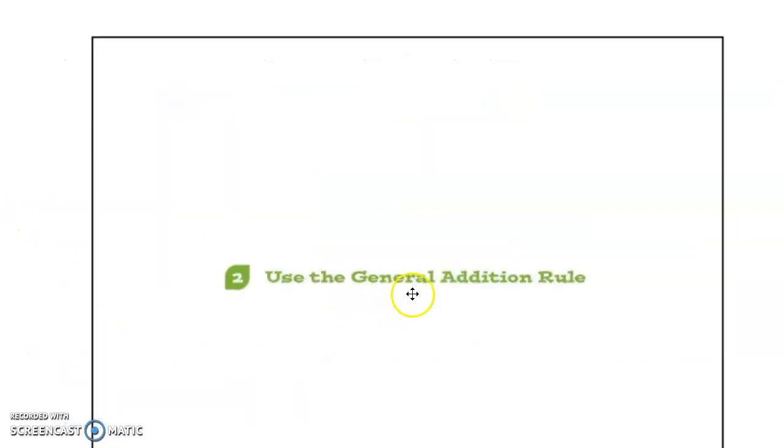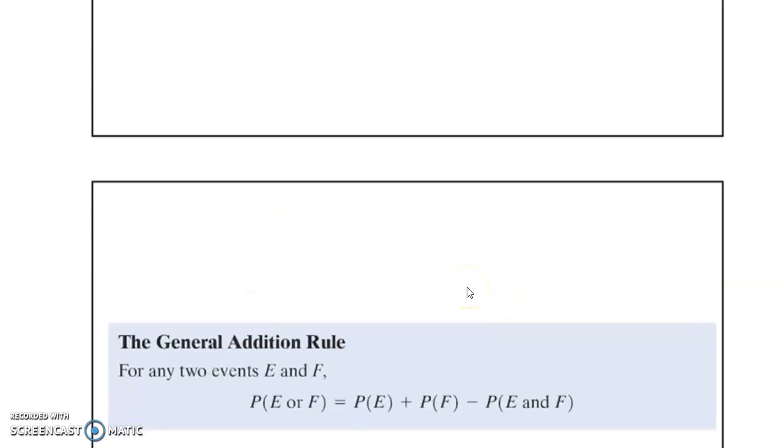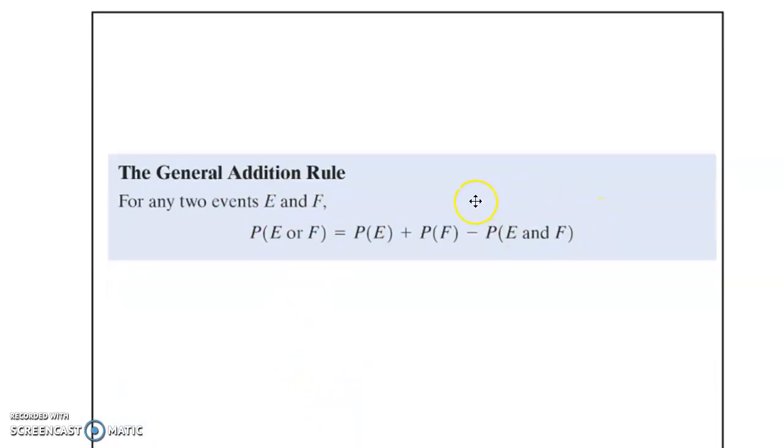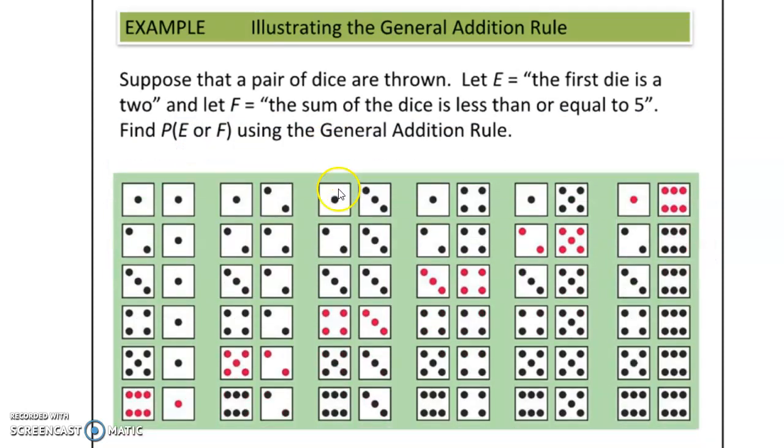The first thing I'm going to talk about is the general addition rule. In the previous video, we talked about the addition rule where we add the two probabilities of the two events together to get the probability of both events at the same time, or E or F. But in this case, we're going to take into account what if the two events are not disjoint? What if there's overlap between the two events? I'm going to illustrate that using this picture.